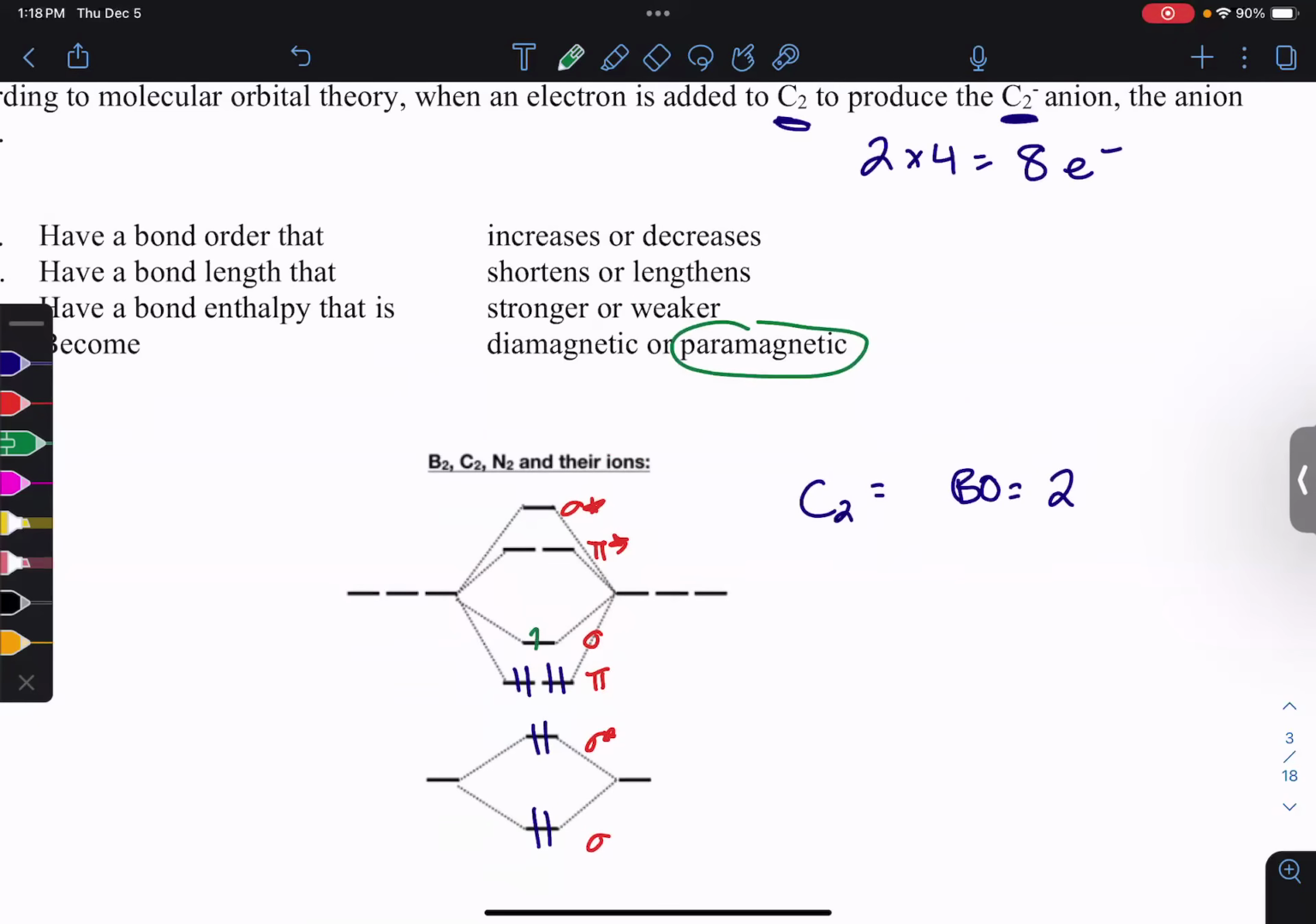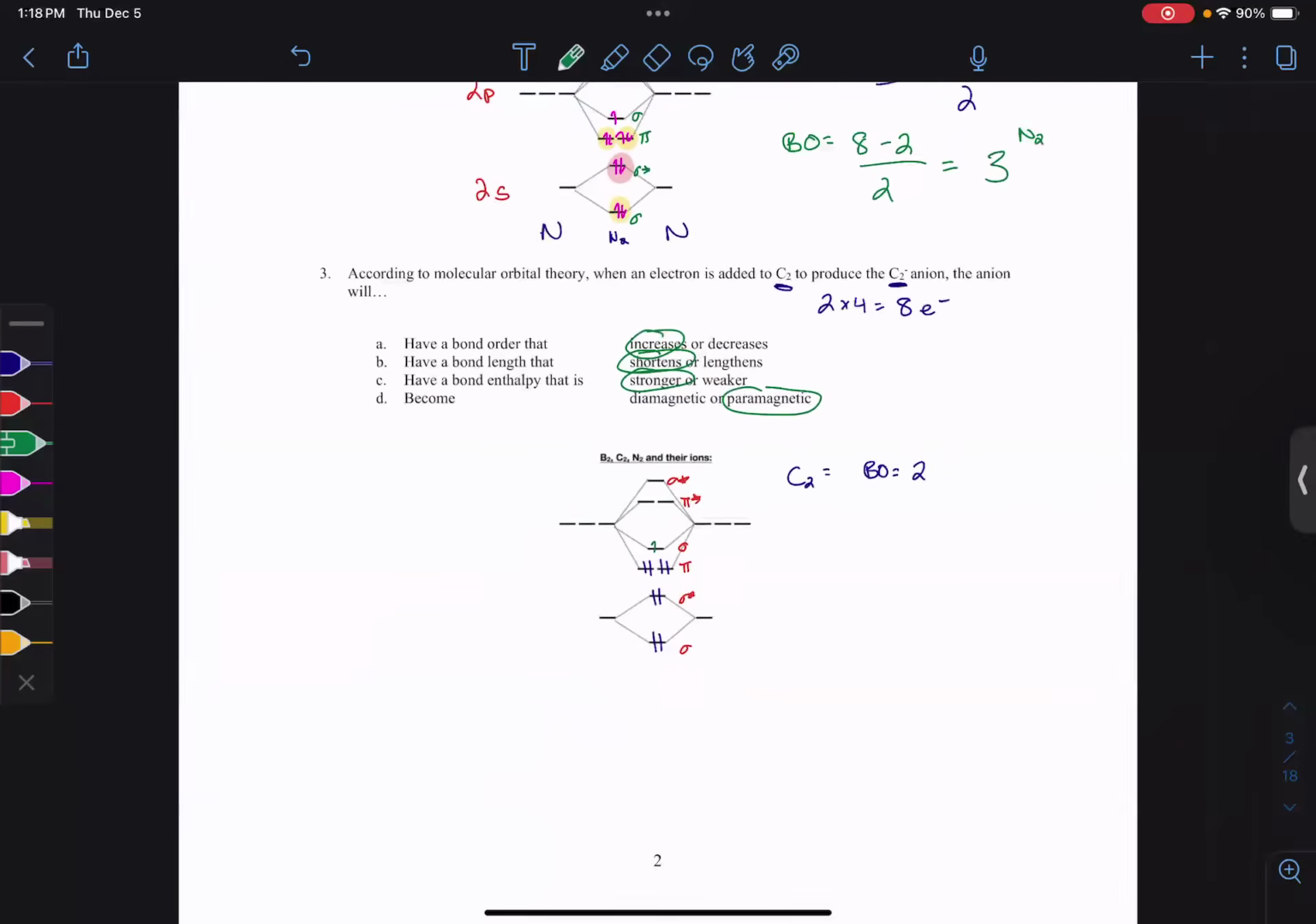What did we do to the bond order? We increased it. What did we do to the length? We shortened it. And how did we change the strength? We made it stronger because bond order went up. All right, perfect. Do we feel good about that?